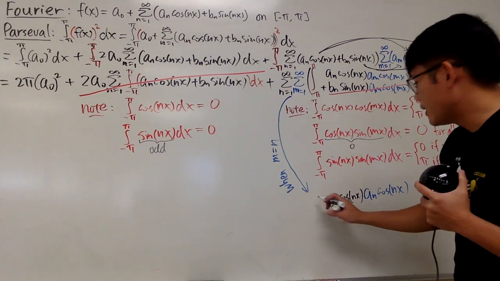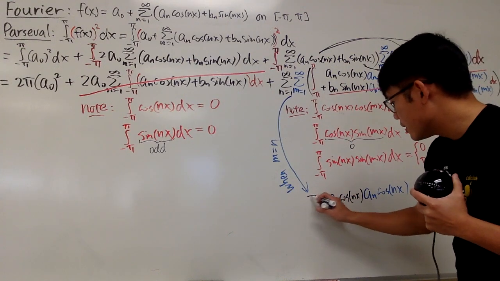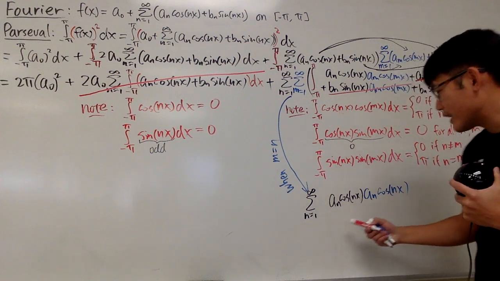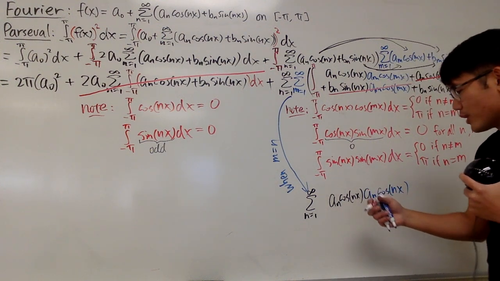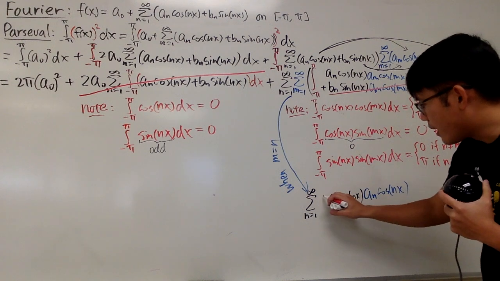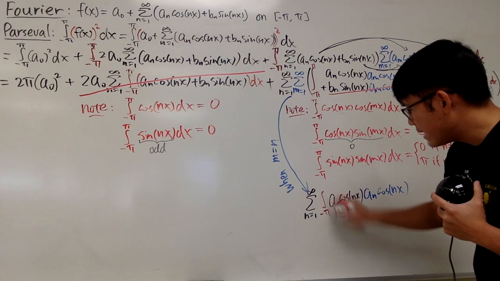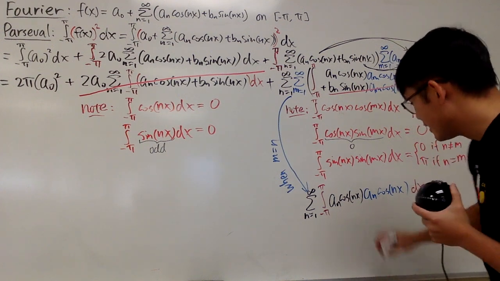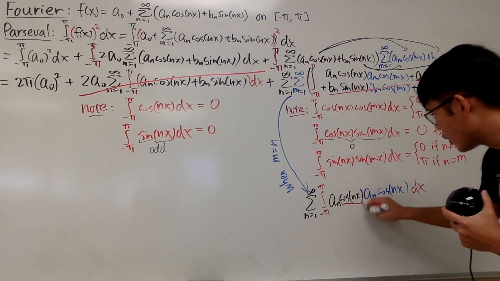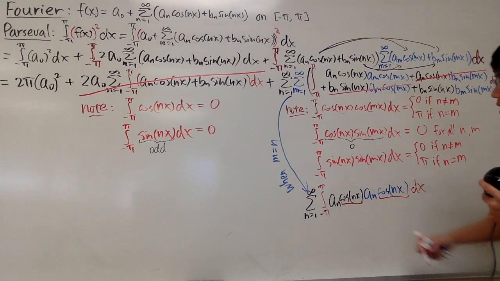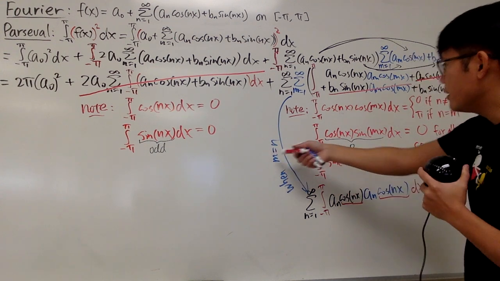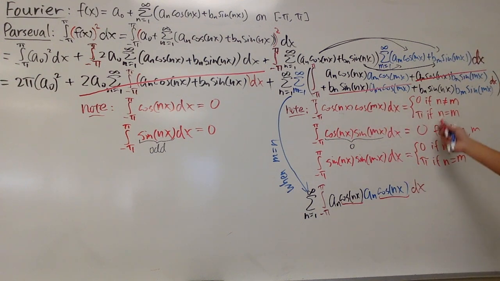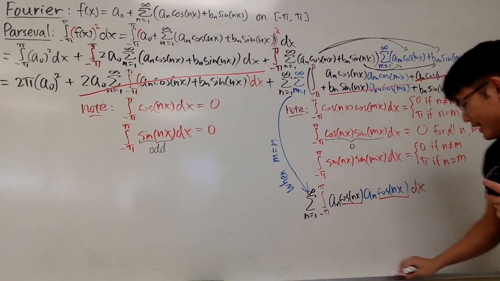And again, don't forget we have the summation when n goes from 1 to infinity. And don't forget we have to look at the integral as well. So consider this part and then the integral from negative pi to pi dx. And now here's the beauty. If you look at the red part, which is the cosine nx and also the cosine nx again, m and n are the same right here. The red part right here, thanks to this, we have just pi.